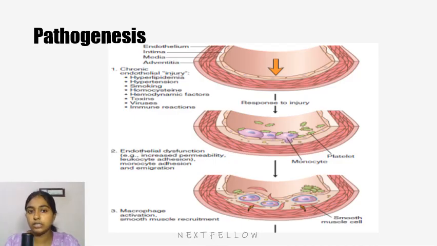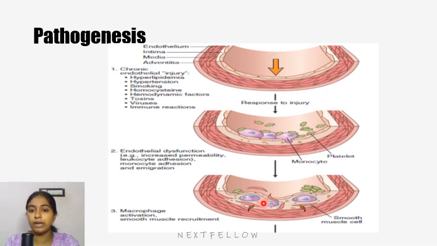So the pathogenesis associated with atherosclerosis involves whenever there is an endothelial injury due to hyperlipidemia, hypertension, smoking, homocysteine, hemodynamic factors, toxins, virus or immune reaction, there will be an endothelial dysfunction. So there will be increased permeability. So the cells in the blood like leukocytes and monocytes enter into the vessel wall.